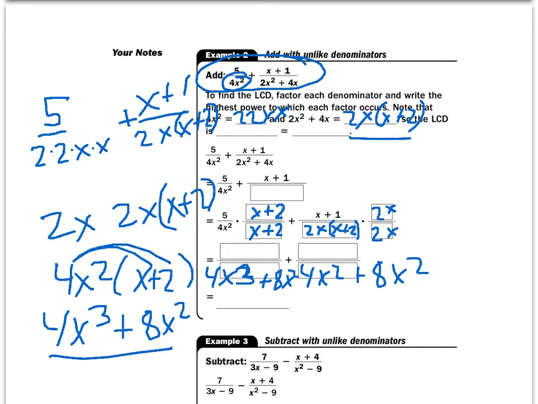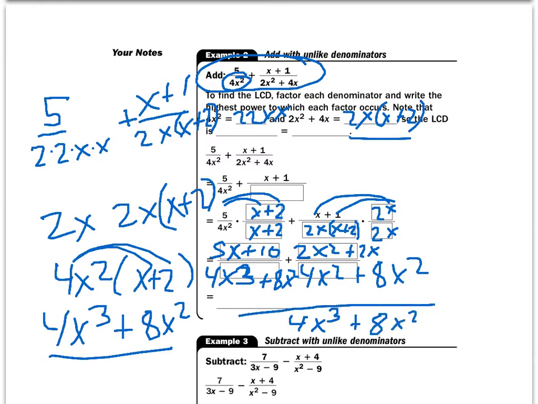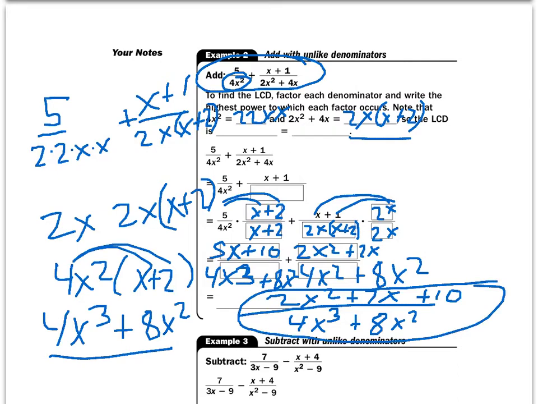Hopefully you're listening, not just writing, because I'm sure right now you're thinking, what the heck is he writing? Then I multiply, and I get 5x plus 10 and 2x squared plus 2x. And now that I have a common denominator on the bottom of 4x cubed plus 8x squared, the top is combined like terms. 2x squared, 5x plus 2x, 7x plus 10. Now that's a pretty tough problem, but that's a pretty good answer.